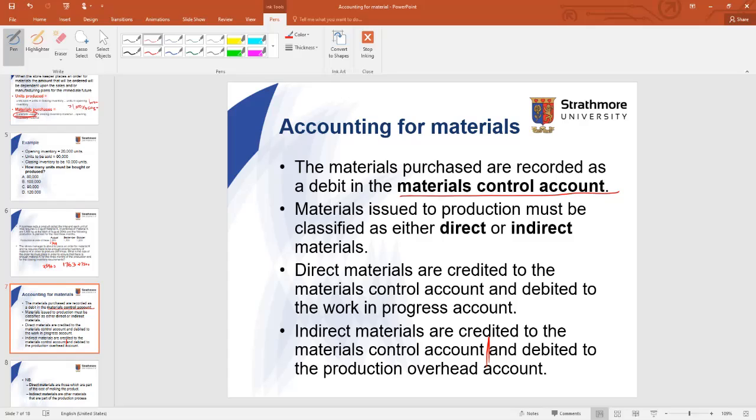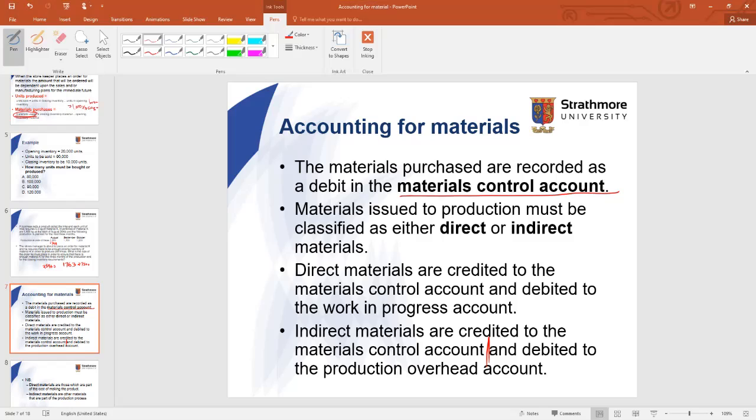Now, some of that material will become part of the final commodity. If it does form part of the final commodity, we need to open another account. In this case, we are going to open what we call a work in progress account. So if the material taken out of the store to be used in producing the final product is direct material, it will form part of the final product, and then you are going to create it in the work in progress account. So first, we need to remove the material from the material control account.